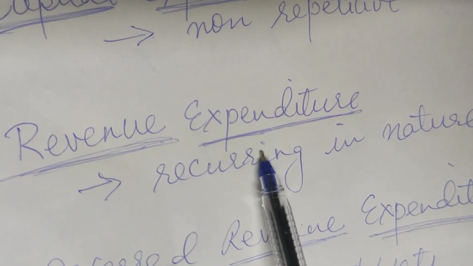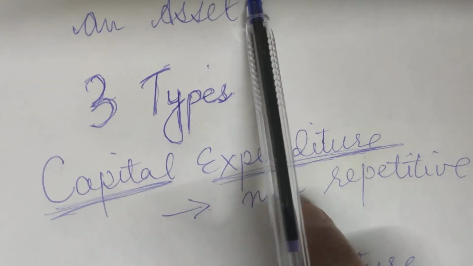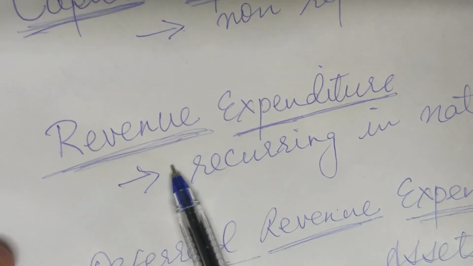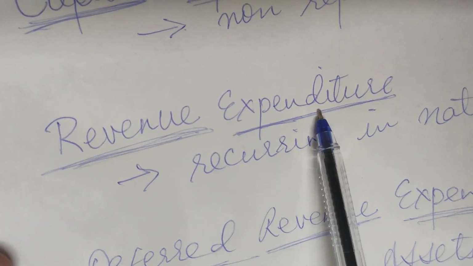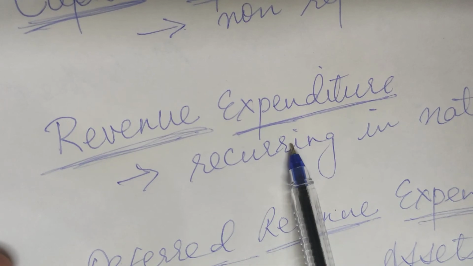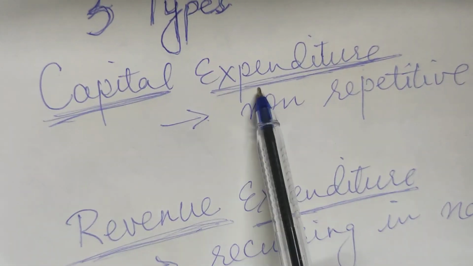So, the other term that is used for revenue expenditure is expenses. I repeat, capital expenditure and the word expenditure can be used interchangeably, whereas revenue expenditure is also termed as expense. So, whenever we use the term expense, it is revenue expenditure. Whenever we use the word expenditure, we mean capital expenditure.